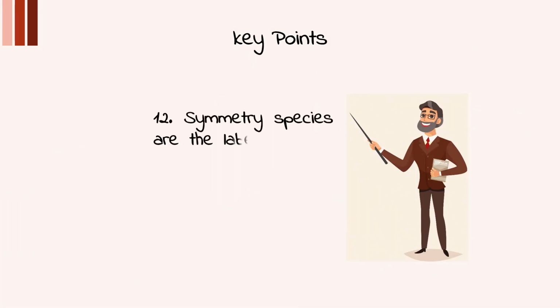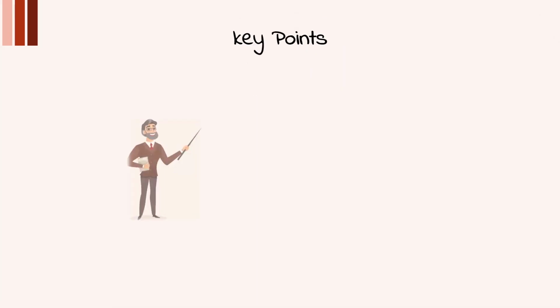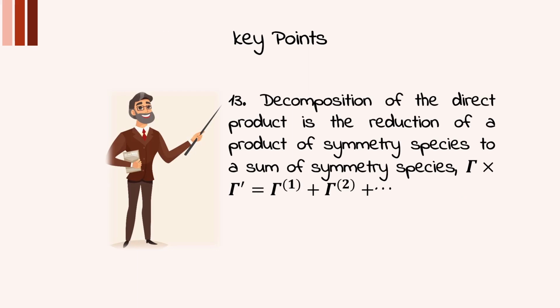Symmetry species are the labels of irreducible representations of a group, which is point number 12. Point number 13 states that decomposition of a direct product is the reduction of a product of symmetry species to a sum of symmetry species, like tau times tau dash is equal to tau 1 plus tau 2 plus and so on. That is, there are certain rules by which we can have a direct product of representations.